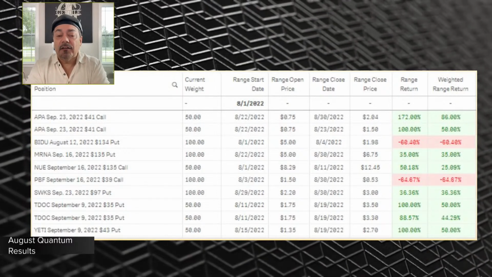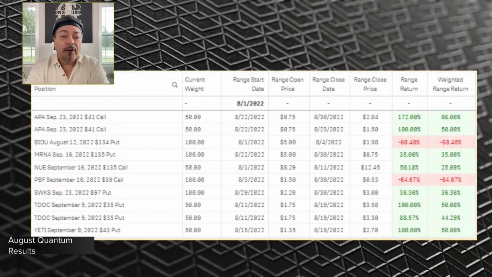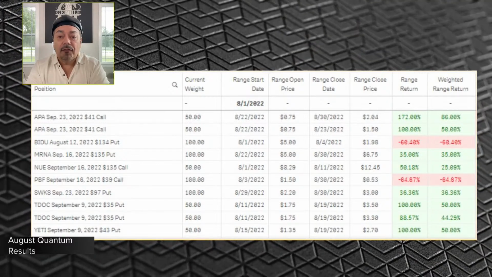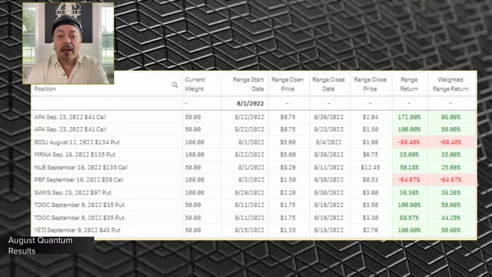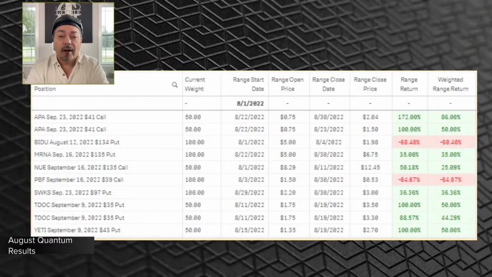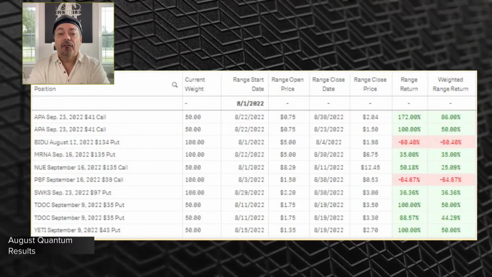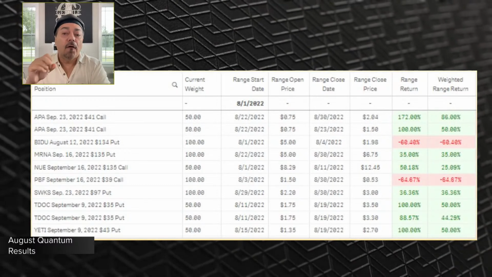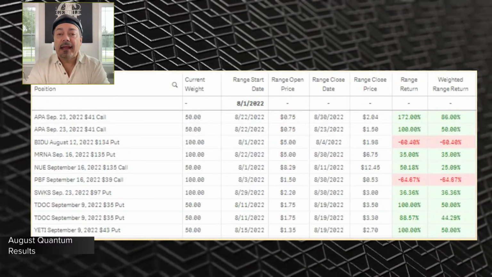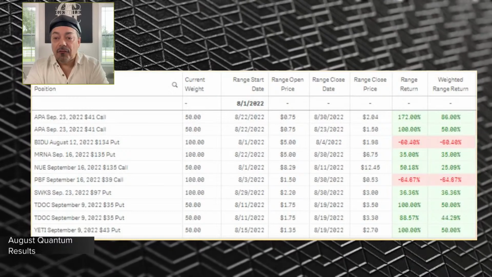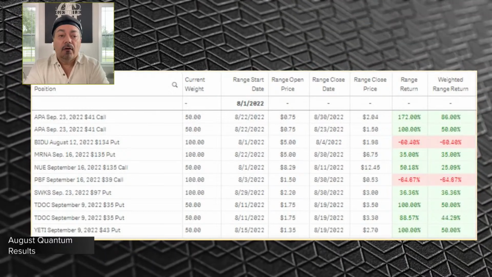Now, take a look at the third line. This is Baidu. Baidu, we've taken 100% off the table. The trade went from 8.1 to 8.4. It was only around for 3 days. The thing is that it moved against us so fast that we ended up getting out and stopping out. You can see that 68% loss on Baidu.